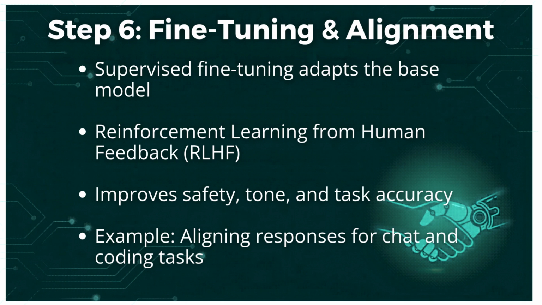Next comes the fine-tuning and alignment. Once the base model is trained, we don't stop there. We fine-tune it using supervised examples and we align it using human feedback. This is where the model learns to follow instructions, stay on topic, and provide helpful, safe responses. Techniques like reinforcement learning from human feedback, or RLHF, play a big role here.